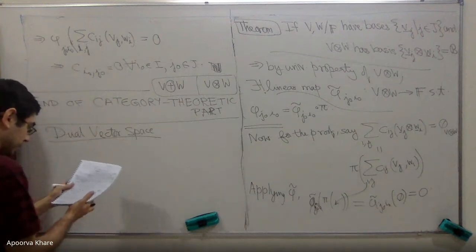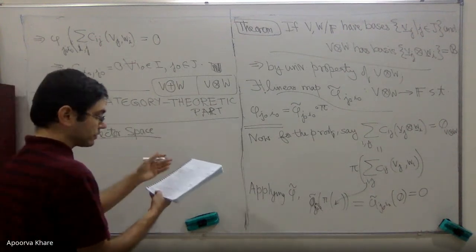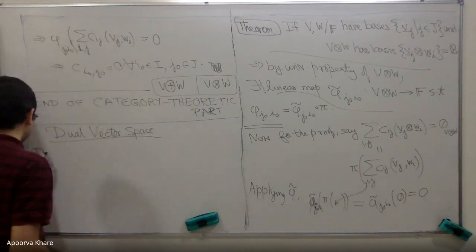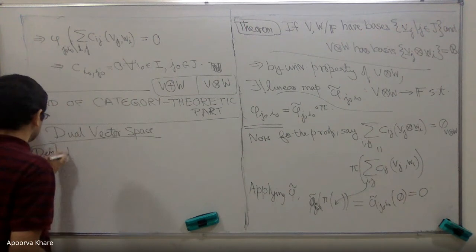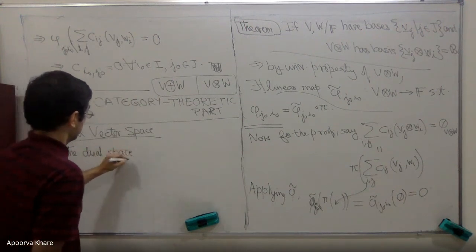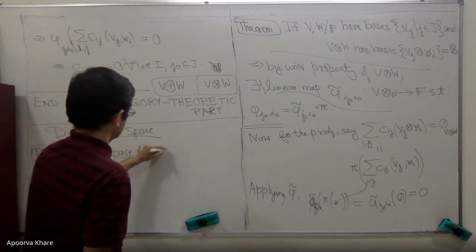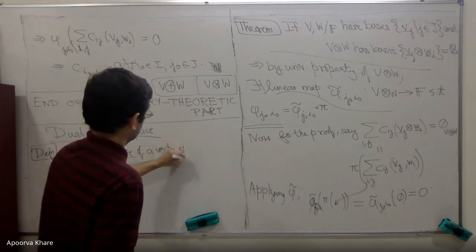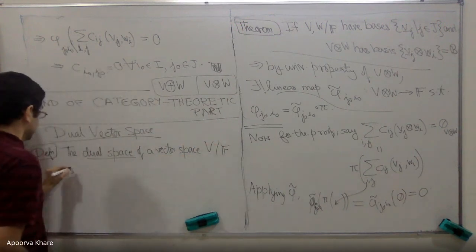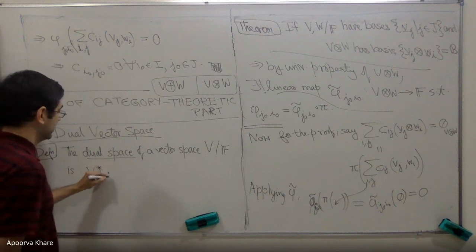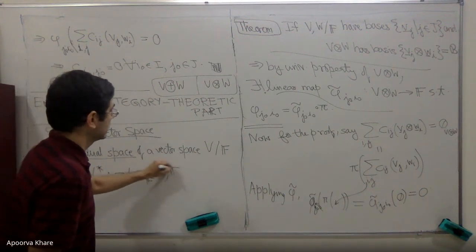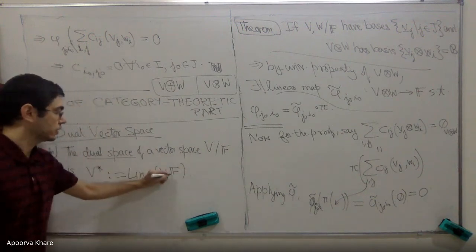We have seen bilinear maps from V cross W to F, which I wrote at the very beginning. Now, the dual space is defined as follows. The dual space of a vector space V, we call it V star. The definition is it's literally the set of F-linear maps from V to the ground field. That is the dual space.